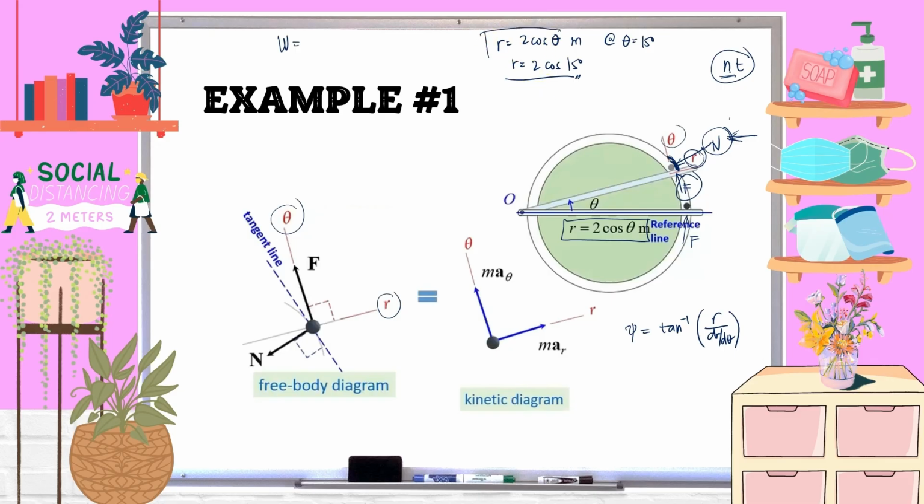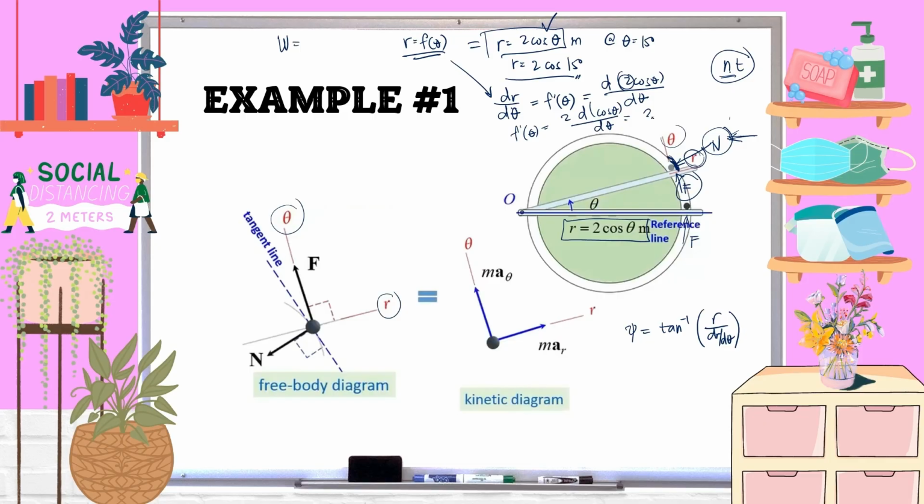So using the equation, let's identify if r is already a function of theta, and you can see that r is already a function of theta. We can now solve for dr with respect to d theta, which is the first derivative of the function of theta. From this representation, that would be the derivative of r, which is 2 cosine theta, with respect to d theta. And since we have a constant, that would be 2 times the derivative of cosine theta with respect to d theta.